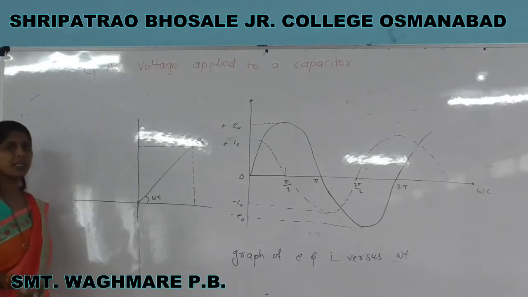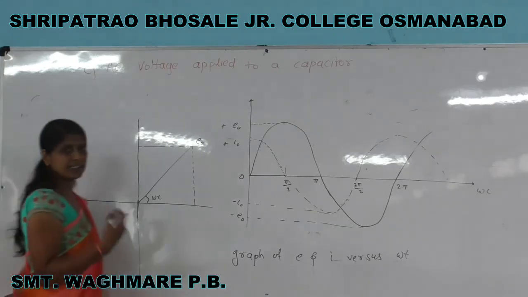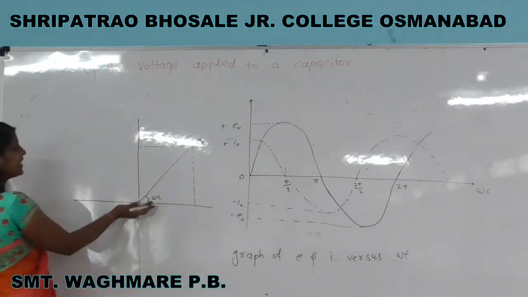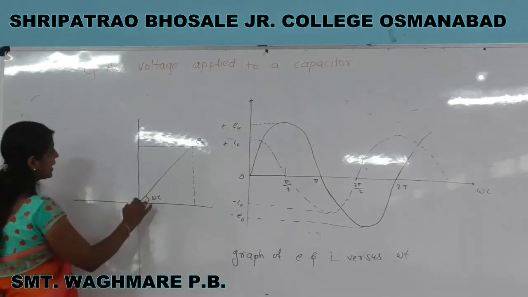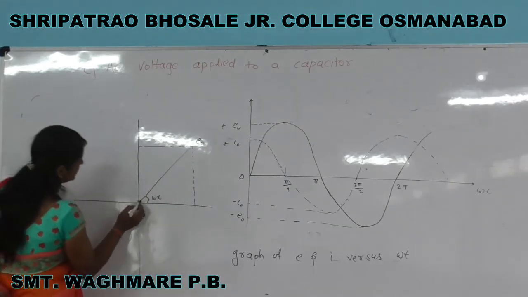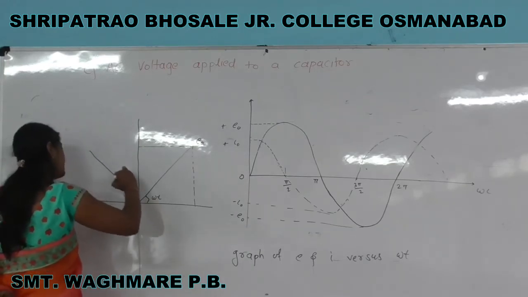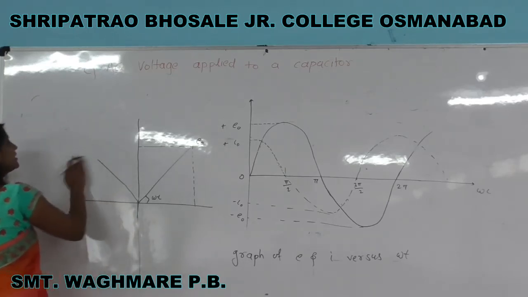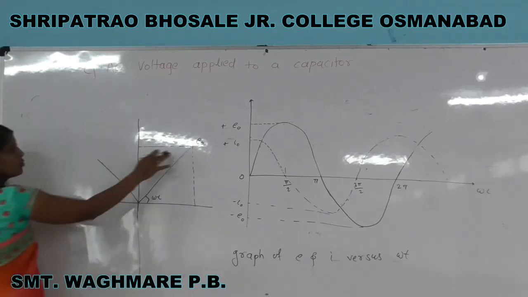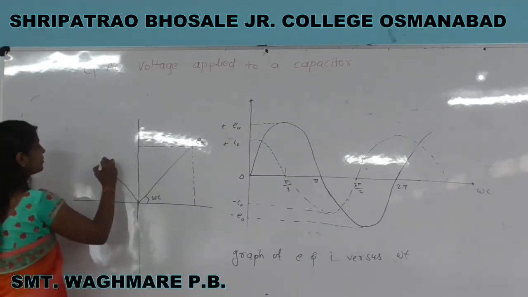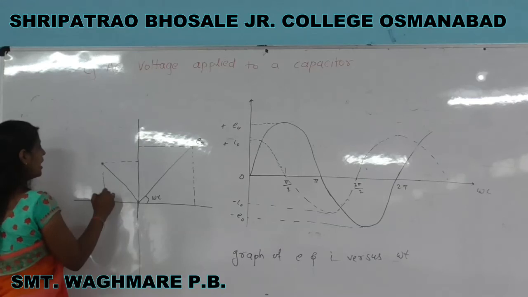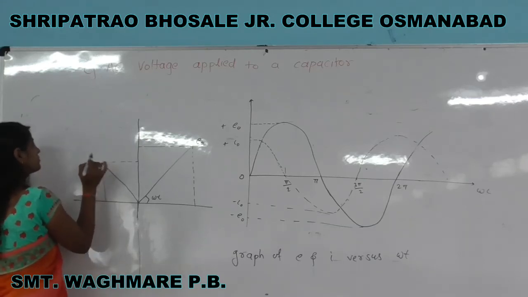And current leads by pi by 2, it means 90 degree. करंट हा कसा आहे, 90 डिग्रीने पुढे आहे EMF च्या. मग 90 डिग्रीने पुढे म्हणजे या ठिकाणी आपल्याला करंट या डायरेक्शन मध्ये 90 डिग्रीने काढावा लागेल. म्हणजे याला 90 डिग्रीचा अँगल घ्यायचा. हा करंटसाठीचा झाला. करंटचा जो वेक्टर आहे तो EMF पेक्षा लहान राहतो. म्हणून करंटचा वेक्टर याच्यापेक्षा कमी येईल. हा मॅक्सिमम करंट I1.